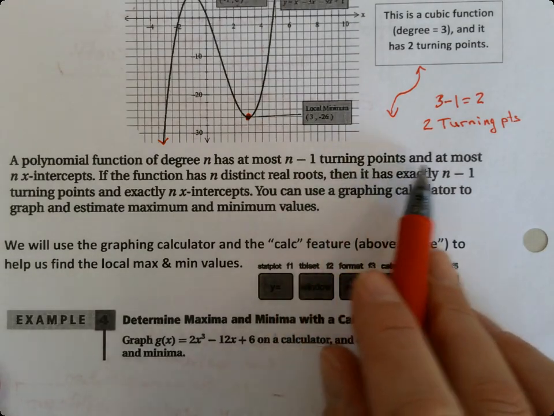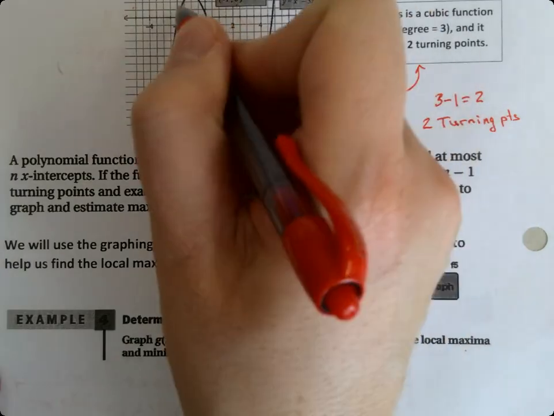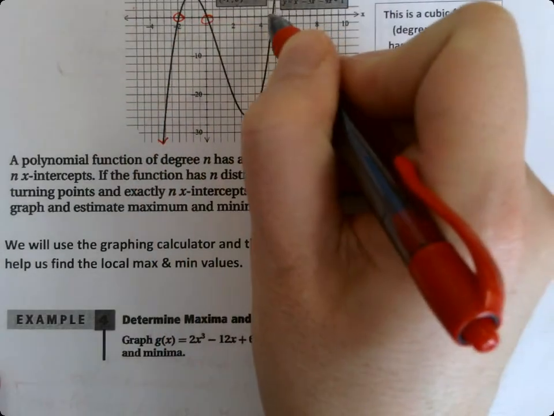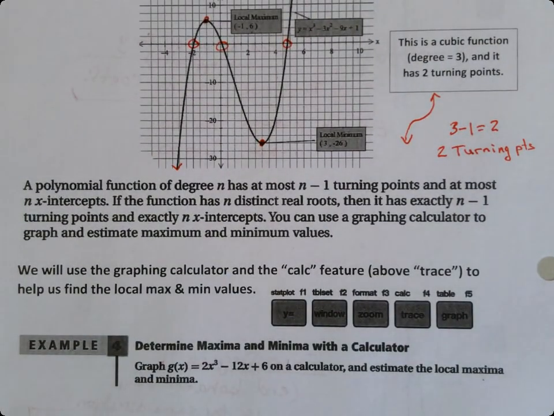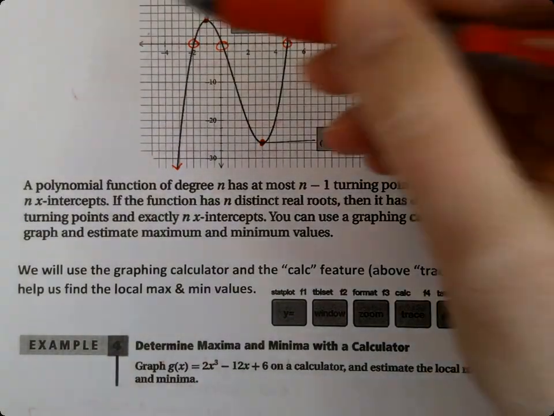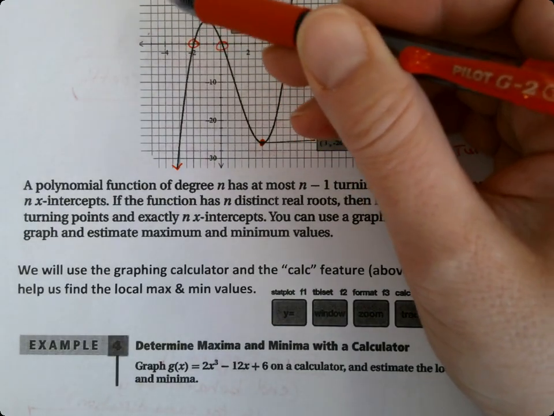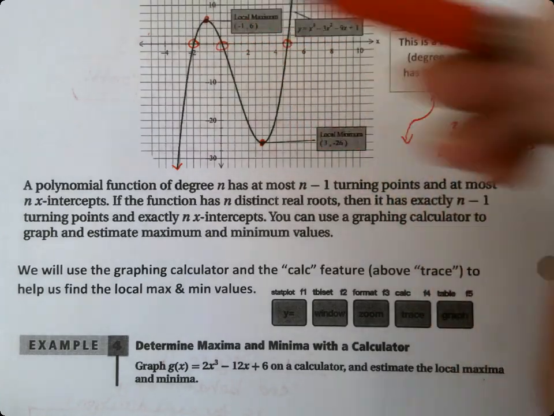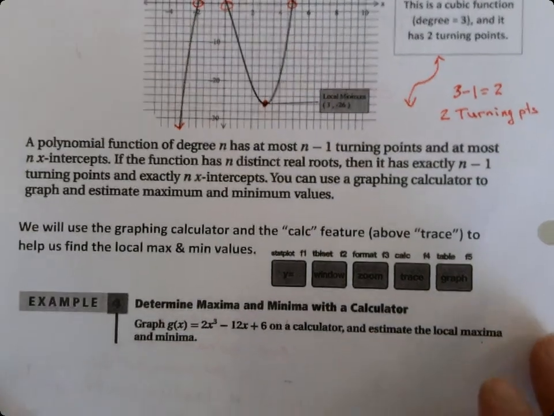So turning points, and at most n x-intercepts. So how many intercepts do we have, guys? 1, 2, and 3. Now, why does it say at most? Because remember, a quadratic might just come and the vertex bounces off the top, so you might only have 1 x-intercept, or maybe there's no real solutions. So if the degree is 3, you can have 3 x-intercepts. If the degree is 4, you can have 4 x-intercepts, or what? Less. Turning points, though, will always be n minus 1.